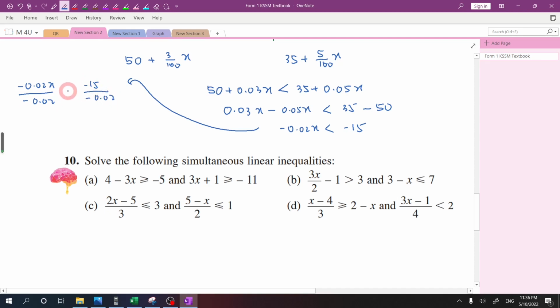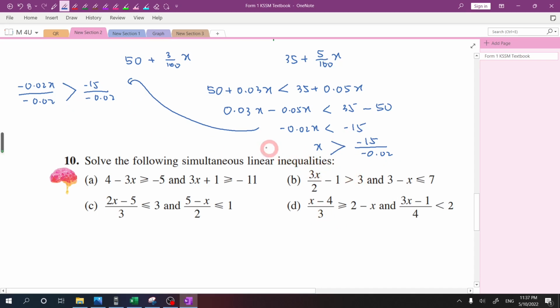When both sides we divide by a negative number or multiply by a negative number for an inequality, we need to change the inequality sign. But sometimes in the exam we want to be fast, we do not write this. We just think this way, okay, multiply being to another side become divide. But we are actually doing this. So remember, we need to change the inequality sign.